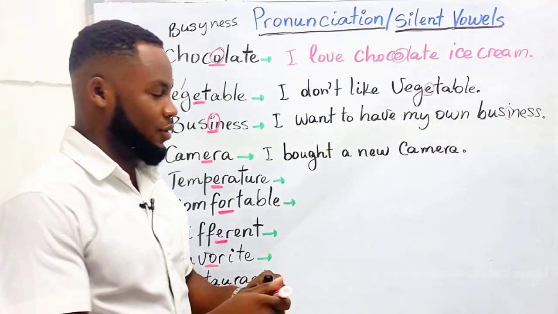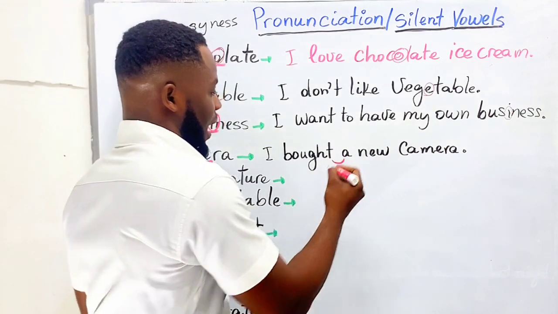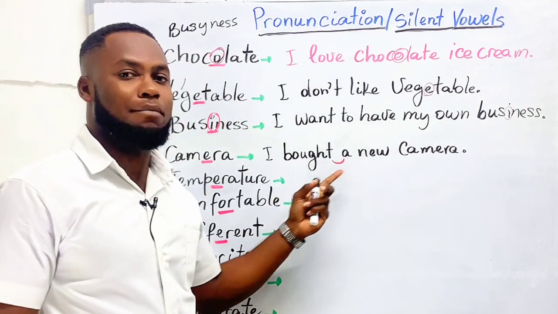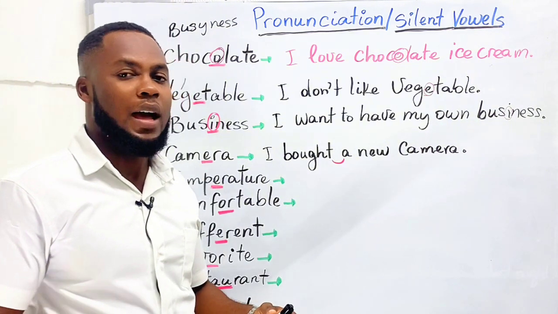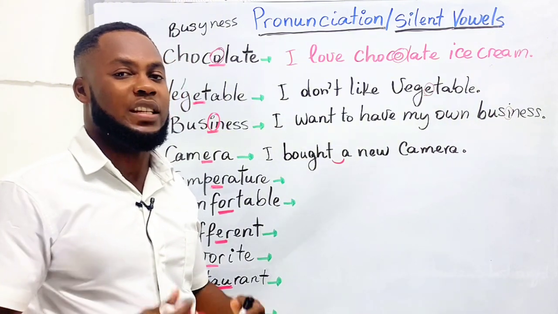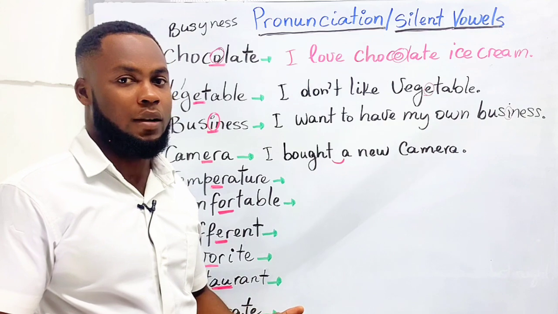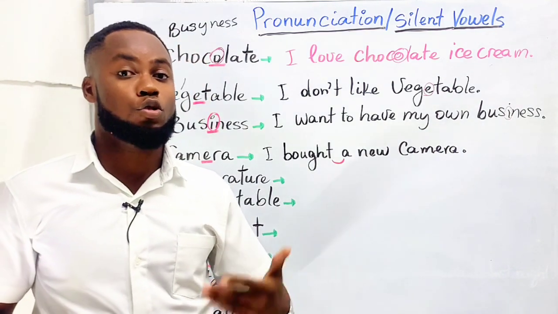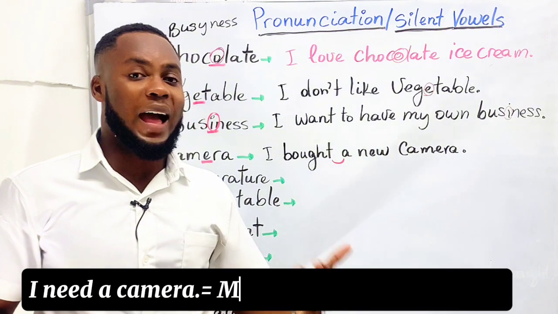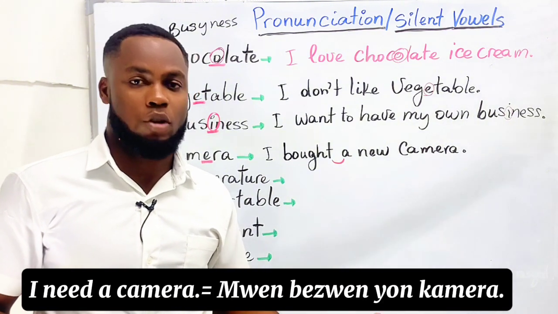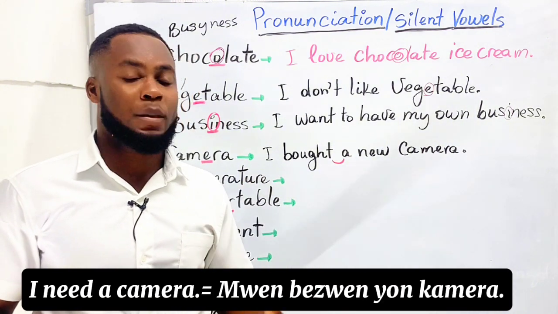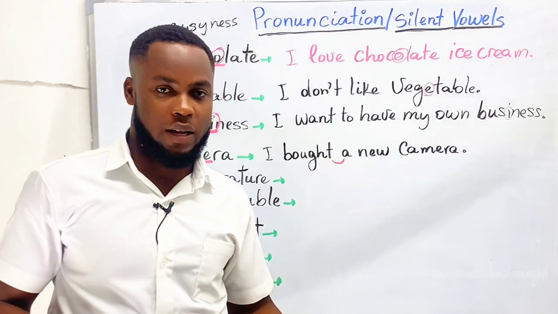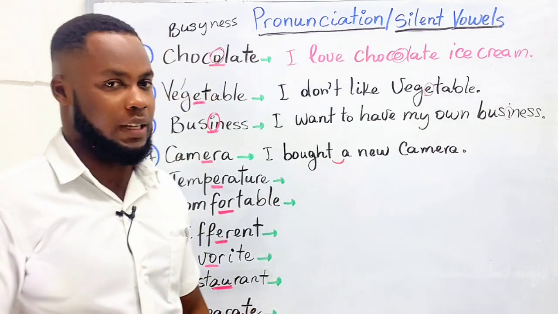Si on fait liaison, we can say, I bought a new camera. Okay? I bought a new camera veut dire moi j'ai acheté un nouveau caméra. Alright? Comme ça, tout le monde qui dit moi besoin d'une caméra, je capable dire I need a camera. C'est pas I need a camera, but it's I need a camera. Okay? Alright. Hope you understand.